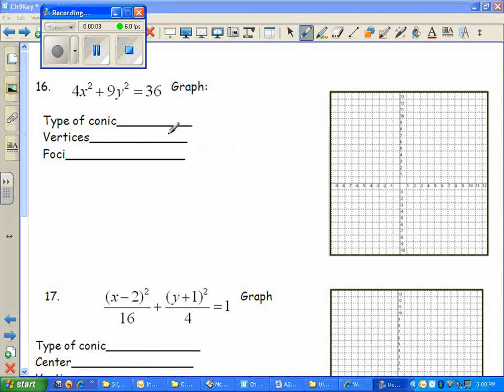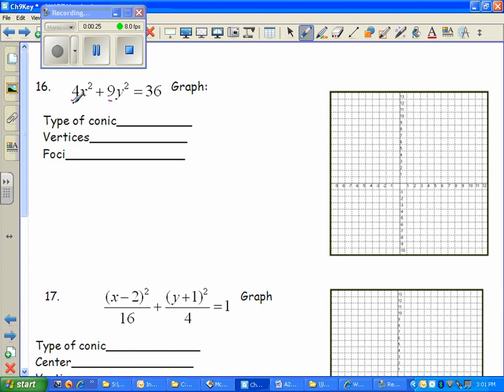For number 16, just to name the type of conic, I'm going to look at the equation. I need to notice that I have x squareds and y squareds. And the fact that I have a plus sign here means that I either have an ellipse or a circle. The fact that these two numbers here, the 4 and the 9, are different is how I know that I have an ellipse instead of a circle.